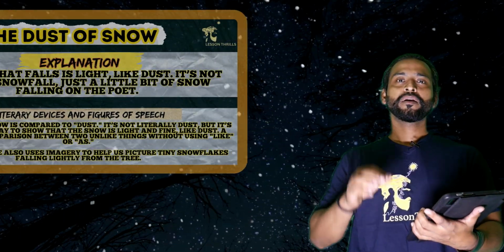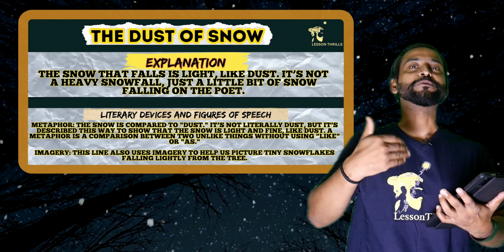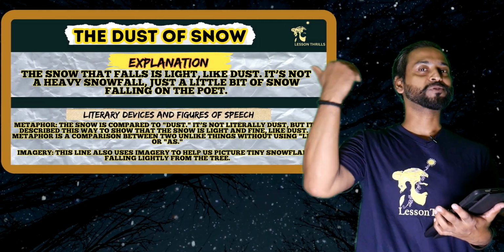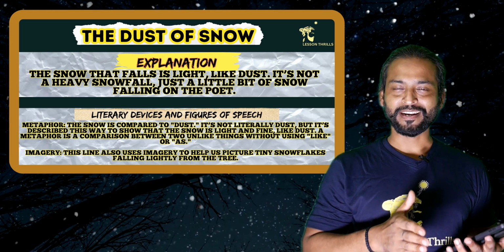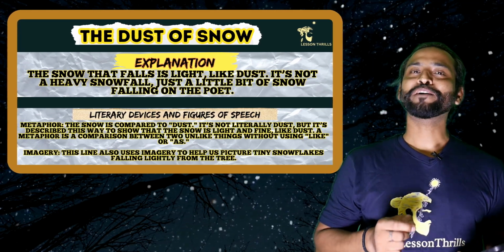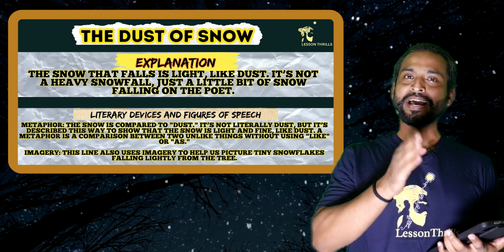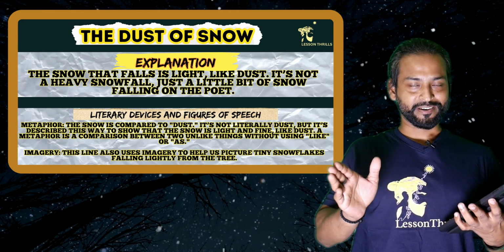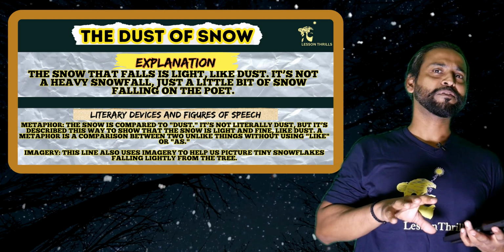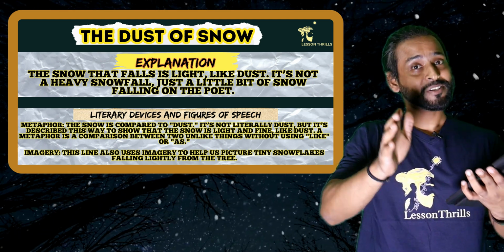Third line, the dust of snow. The snow is just as light as dust. It was not in huge amount. Just a bit of snow falls onto the body of the poet. The poetic devices used in this third line. First one is metaphor. Metaphor is a comparison between two unlike things without the use of as or like. The snow is compared to dust here because the quantity of the snow is very little, just like dust. That's why it is said the dust of snow.